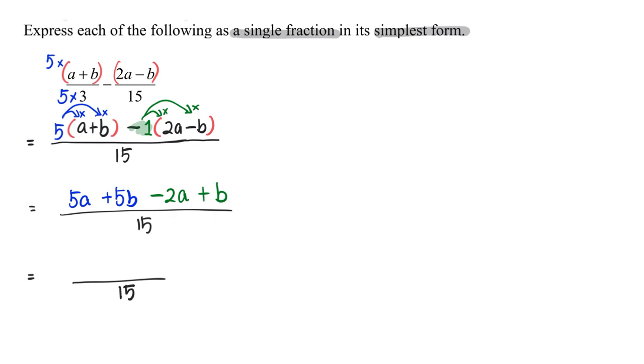We just need to simplify the like terms. 5a minus 2a, positive 3a, 5b plus b, this will give me positive 6b. And at this point, I will be tempted to just finish off this. But hold on a minute.